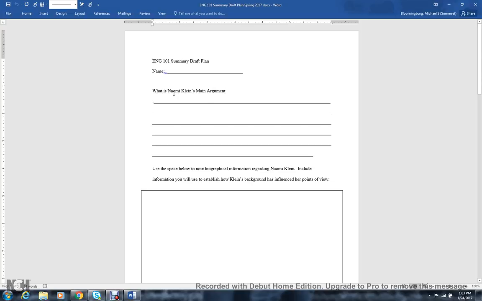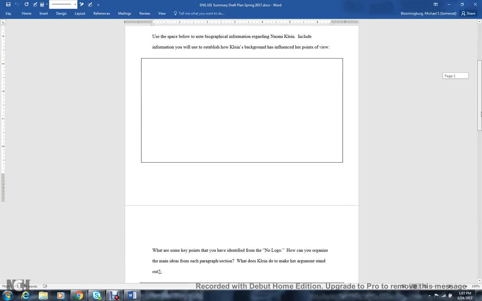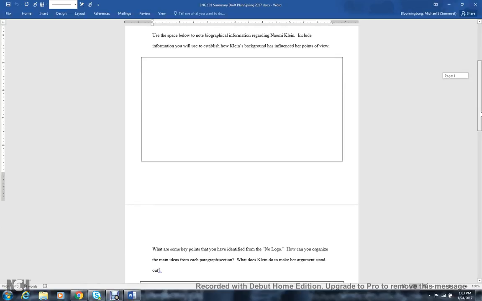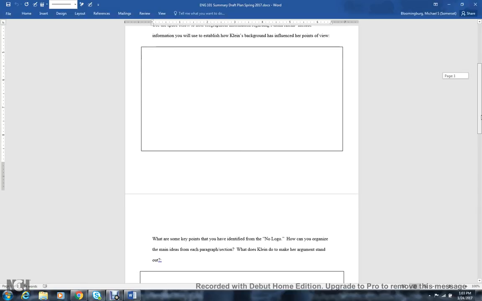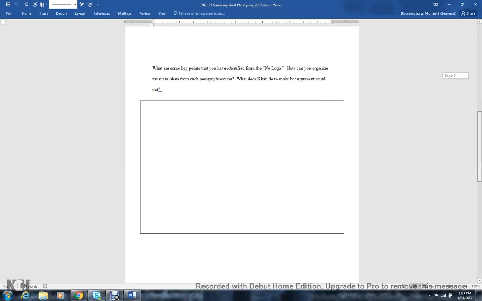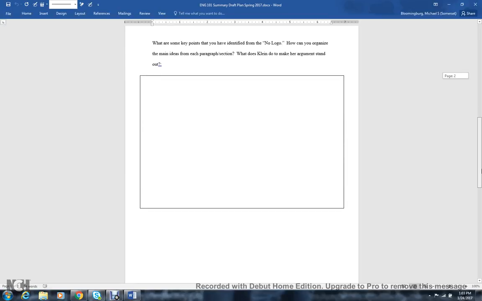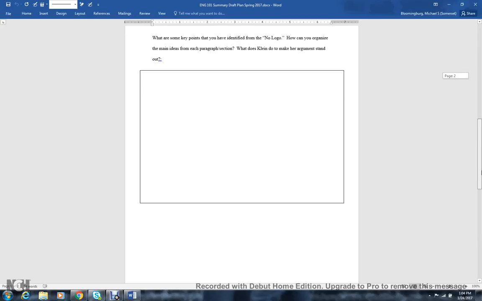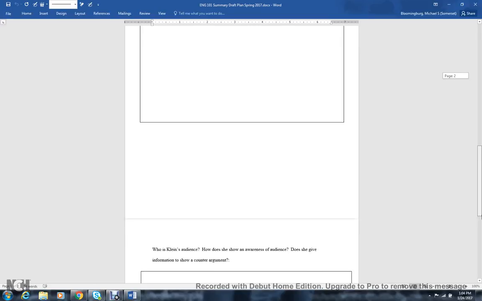And then the first question is, what is Naomi Klein's main argument? And feel free to list her thesis or main argument there. You've also got some space to work in to note biographical information regarding Naomi Klein, how her background has influenced her point of view, what are some key points that you have identified from No Logo, how can you organize the main ideas from each paragraph section, and what does Klein do to make her argument stand out.